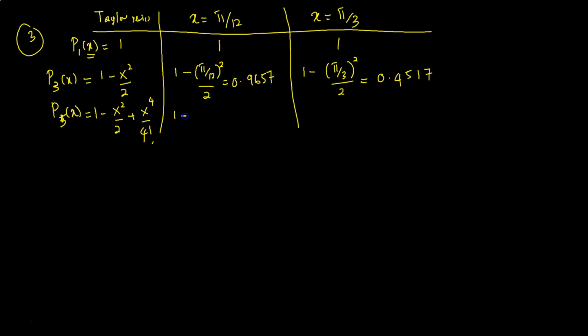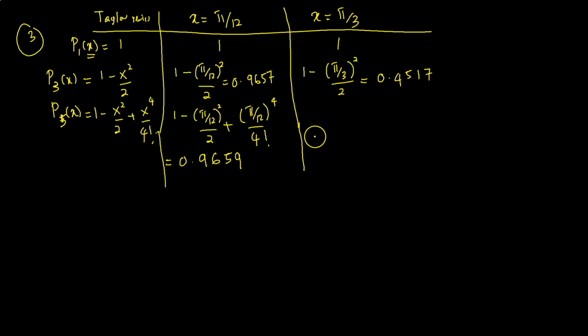Okay. And then if I consider P5, I substitute x equal to pi over 12. I will have 1 minus pi over 12 to the power of 2 divided by 2 plus pi over 12 to the power of 4 divided by 4 factorial. Remember class, this one is 4 factorial. Use your calculator by using 4 factorial. It is not 4. So when you use your calculator to compute this one, you'll get 0.9659. You can use up to 4 decimal places.